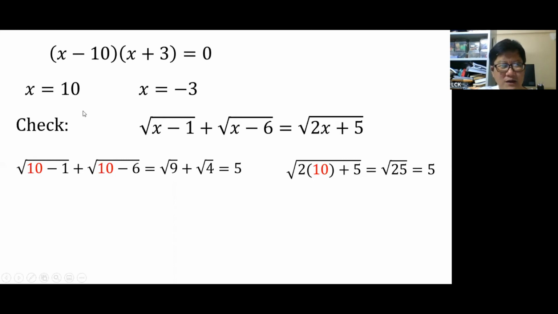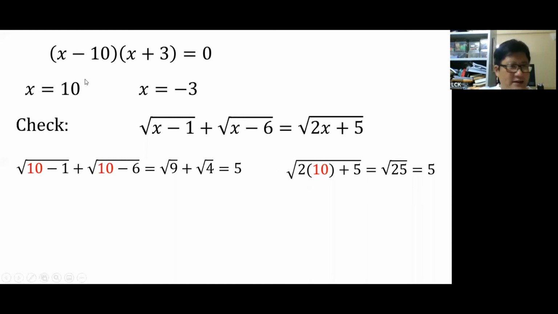So here I take a 10 and put it in. There's a 20 plus 5. 20 plus 5 is 25. When you square root 25 it equals 5. So the left side and the right side, they are both equal. So what does that tell you? That tells you that 10 checks out. 10 is definitely one of your solutions because it checks out. All right, it's verified here. This is a verification step.